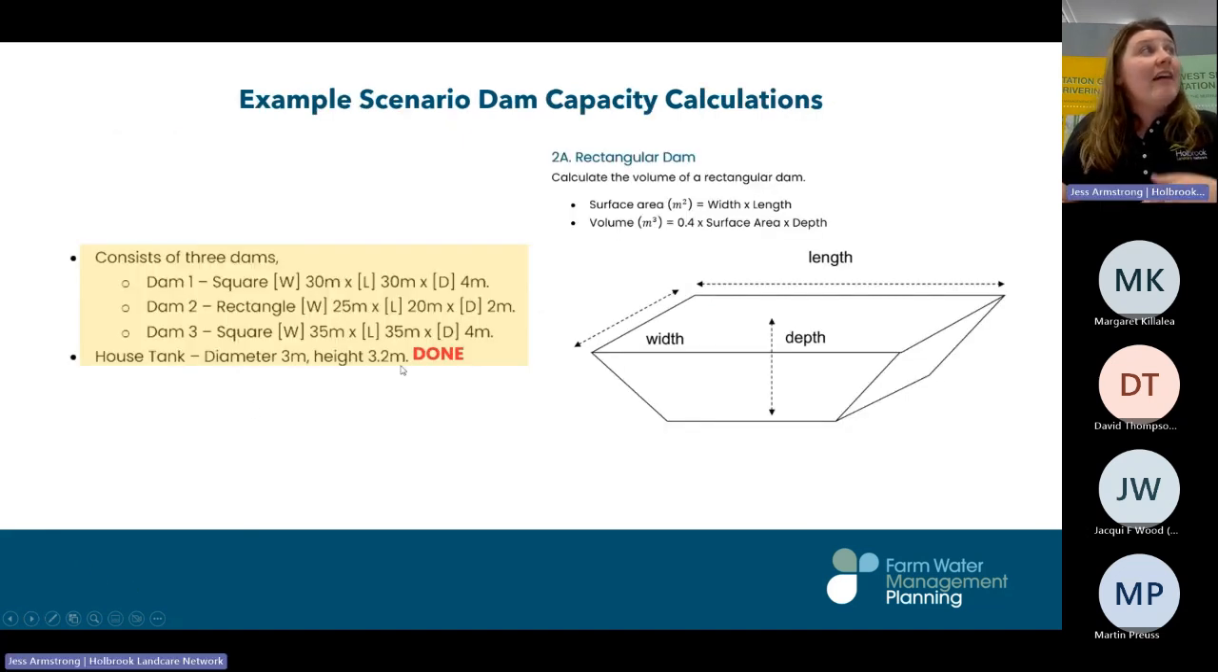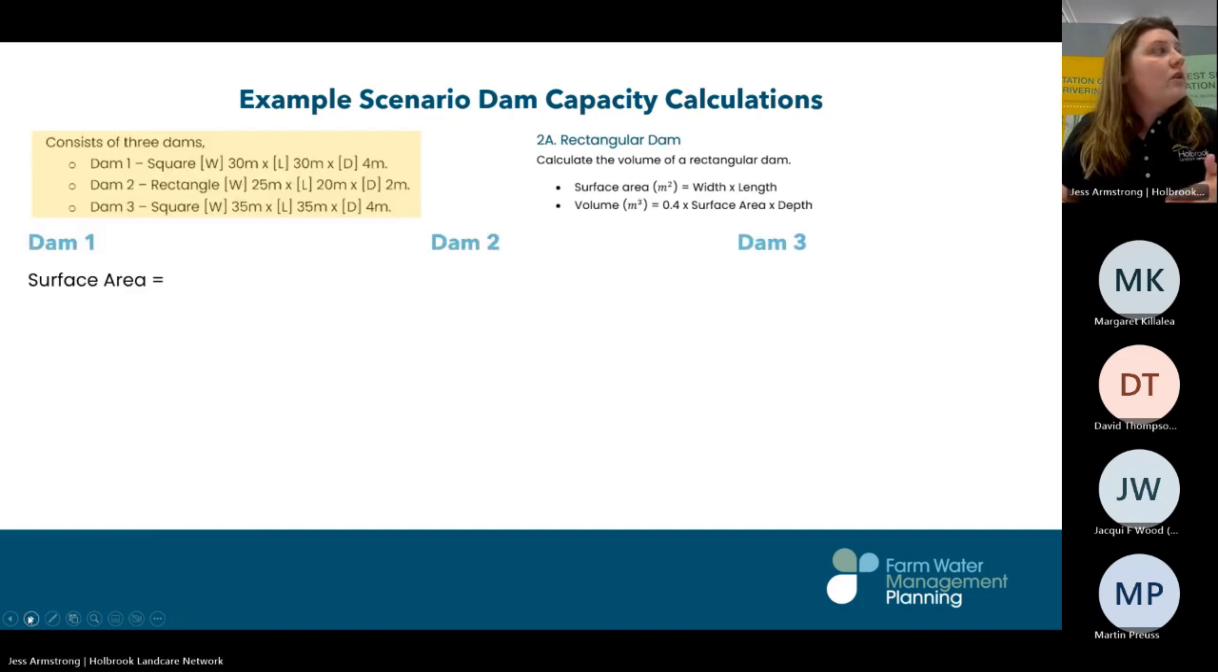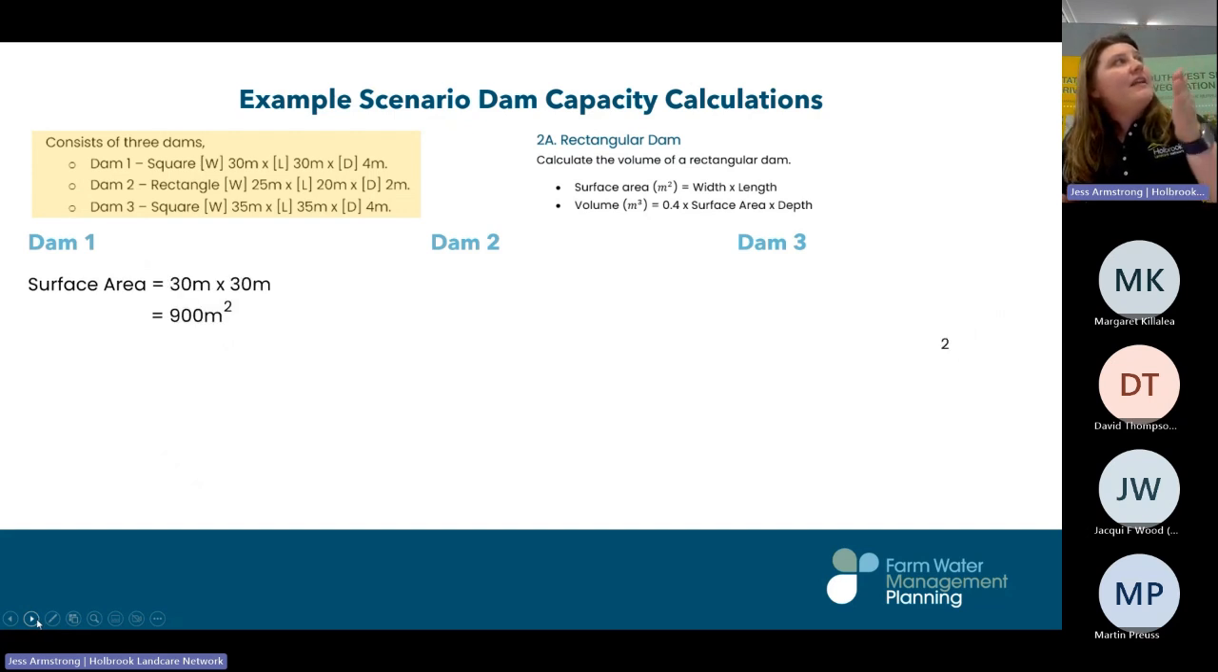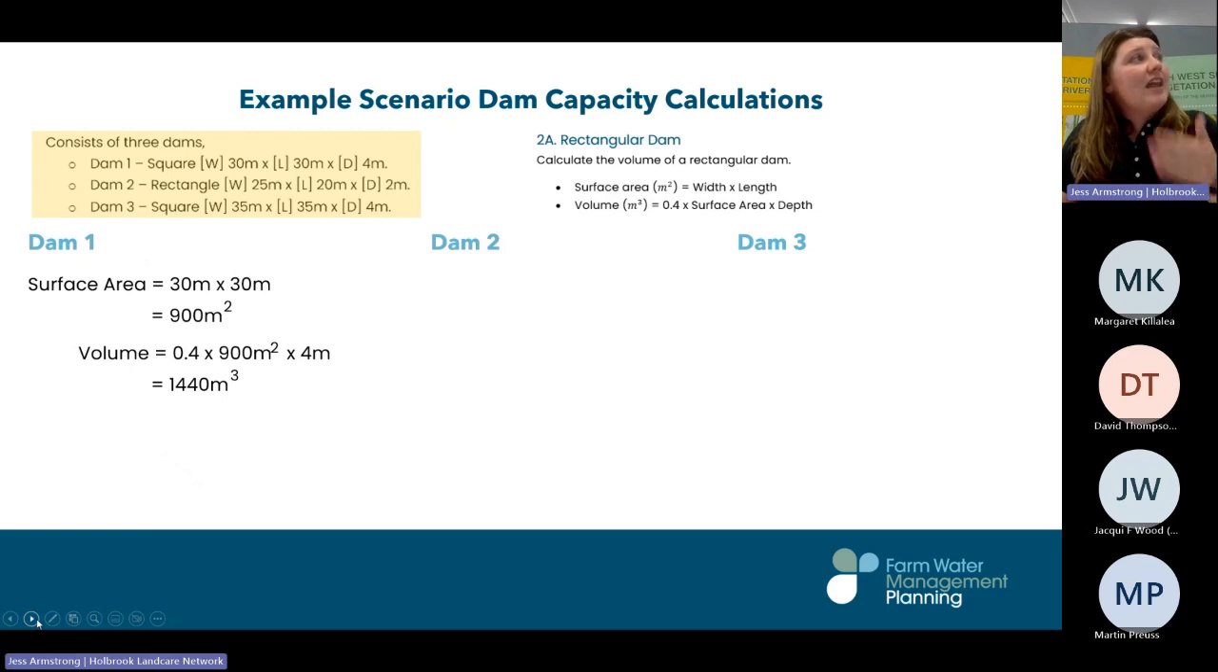We have already done our house tank, so that's brilliant. What we're going to go on to now is working out dam 1, 2, and 3. So for dam 1, we know that our length and our width is 30 meters. 30 meters times 30 is 900 square meters. Now to determine our volume, we know that our batter factor is going to be 0.4 times our 900 square meters times our depth, which is going to give us 1,440 cubic meters.